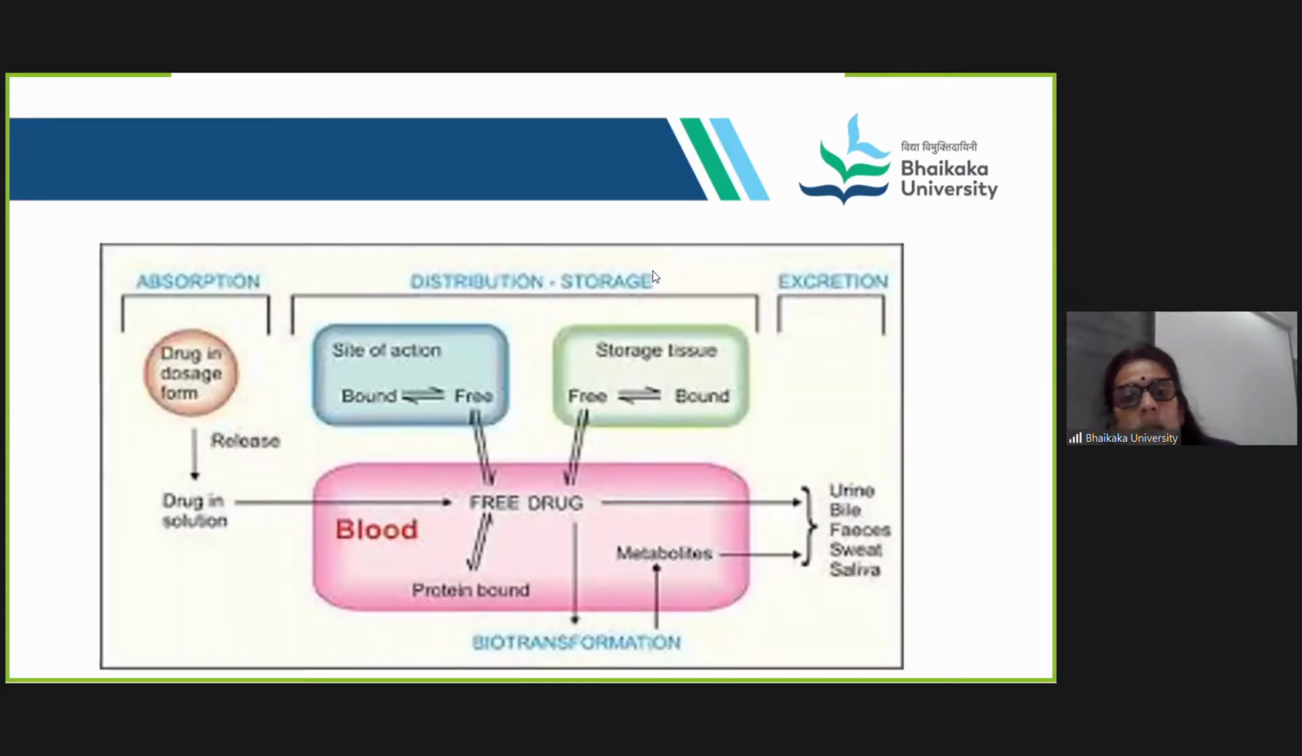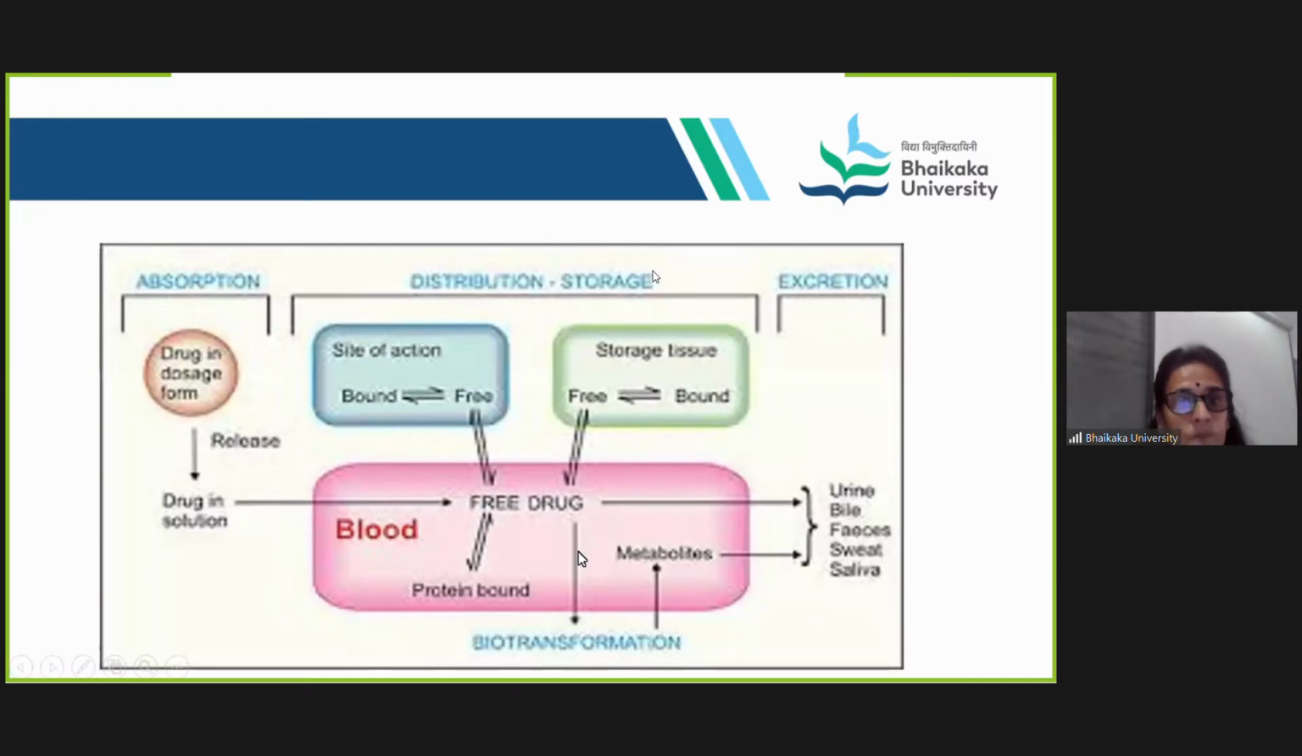This figure. Now the next is the distribution. The drug has already been stored in tissue, may be bound to proteins, and then it becomes free. Now it has acted on the site of action. Now what is required is biotransformation or elimination.